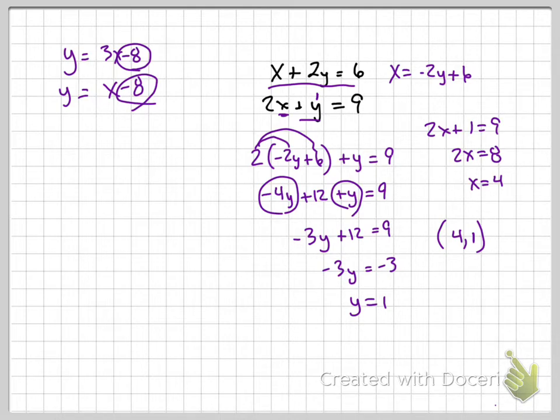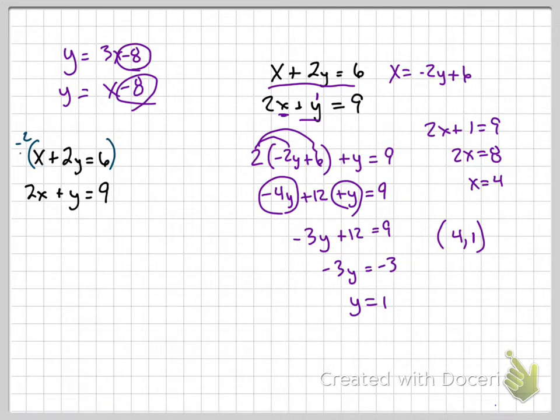Okay, here's elimination. I have x plus 2y equals 6 and 2x plus y equals 9. I want to eliminate either the x or the y. It doesn't matter which one, I just want to eliminate it. So I might do something like this. Let's change color. Let's say I multiplied all of this by negative 2. You'll see why I picked negative 2 in just a second.